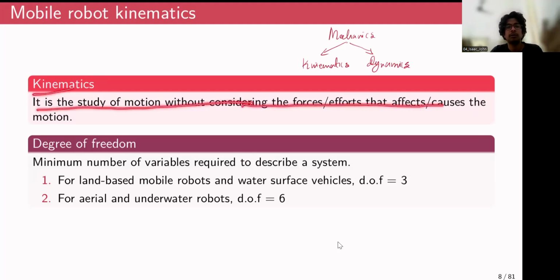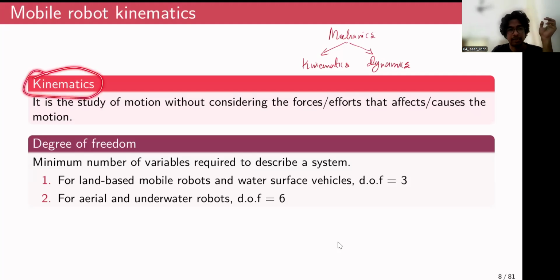We all know that in order to cause a motion, or a change in motion, there has to be some sort of external effort, or forces or moments, that act on a body. So in kinematics, we don't consider the forces. We study only the motions: how motions are transformed from one body to another, or how a motion is transferred from all the four wheels into the chassis of the robot. All these things we consider through kinematics.